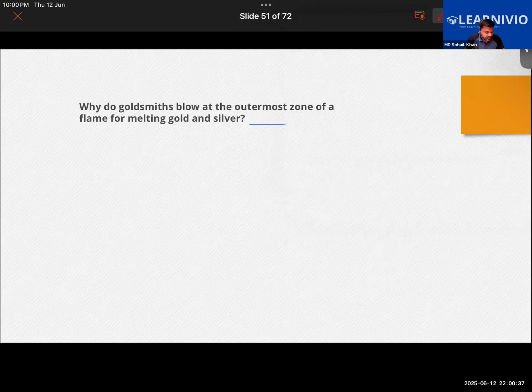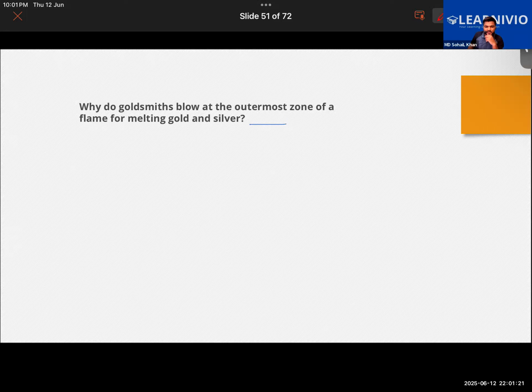So now you are in a position to answer this question. Why do goldsmiths blow at the outermost zone of a flame for melting gold and silver? Sir, because in the outermost layer combustion takes place better, and for the gold and silver to melt. Okay. Yes, Priyanka, what about you? Like the outermost has direct contact with the air, so when it gets heated up, gold and silver get melted.